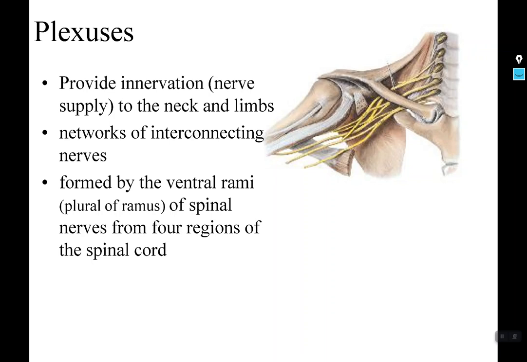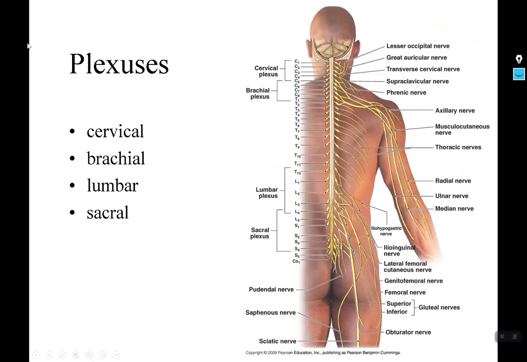and provide motor control. One unifying concept of the plexuses is that they're formed by the ventral rami only. So you don't have any plexuses formed by the dorsal rami, it's only ventral. And this is from 4 specific regions of the spinal cord. So cervical, meaning neck, brachial, meaning arm, lumbar, which corresponds to your lumbar spine, and then sacral, which corresponds to, of course, your sacrum.